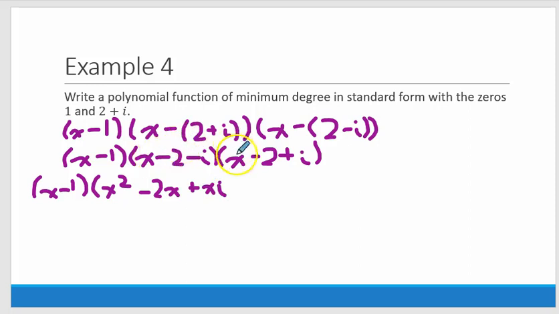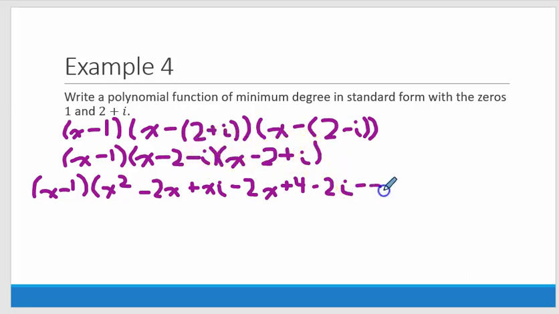So now I've taken the x and multiplied it by all three terms. Now I go to -2, and I multiply it all the way through. So -2 times x, -2 times -2, and -2 times i. And then I do this again. Now I have to take -i and multiply it by all three.